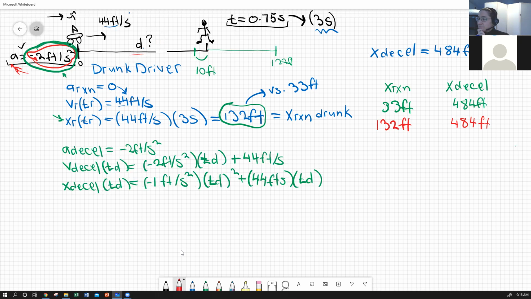So let's say that in the scenario where the reaction times are really different, and then they hit the person, is it going to have the same momentum or not? Because I don't think so. Momentum will be different, right? Yep.